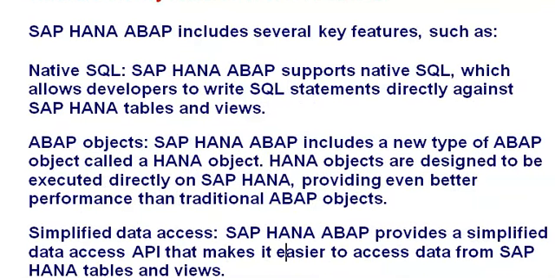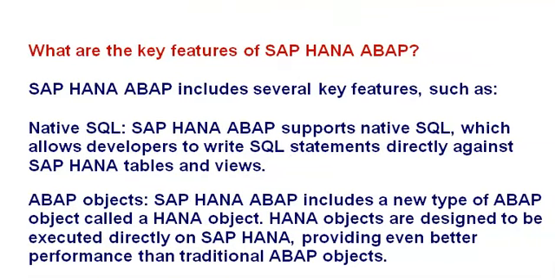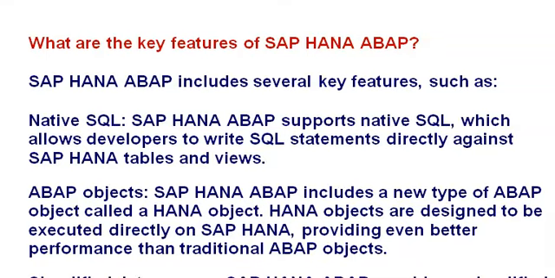SAP HANA ABAP key features include various features like native SQL. So SAP HANA ABAP supports native SQL, which allows developers to write SQL statements directly against SAP HANA tables and views. ABAP objects. SAP HANA ABAP includes a new type of ABAP object called a HANA object.